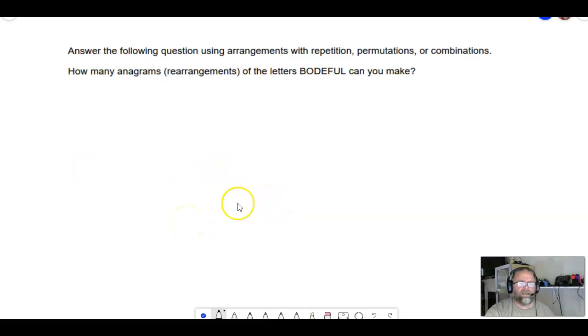Today I want to take a look at an example from section 7E. This is number 9, and it says answer the following question using arrangements with repetition, permutations, or combinations. They want to know how many anagrams, that's where you rearrange the letters, of the letters in beautiful can you make. So there are 7 letters here.